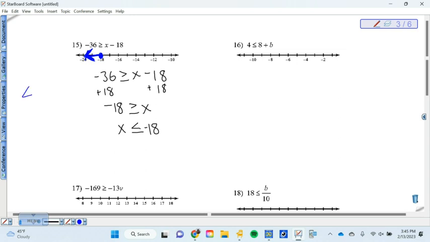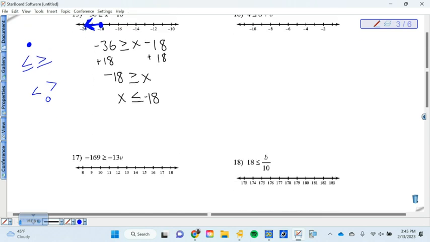So less than or equal to and greater than or equal to have a closed circle. Less than or greater than is an open circle. Okay, one more minute and we'll do 17.